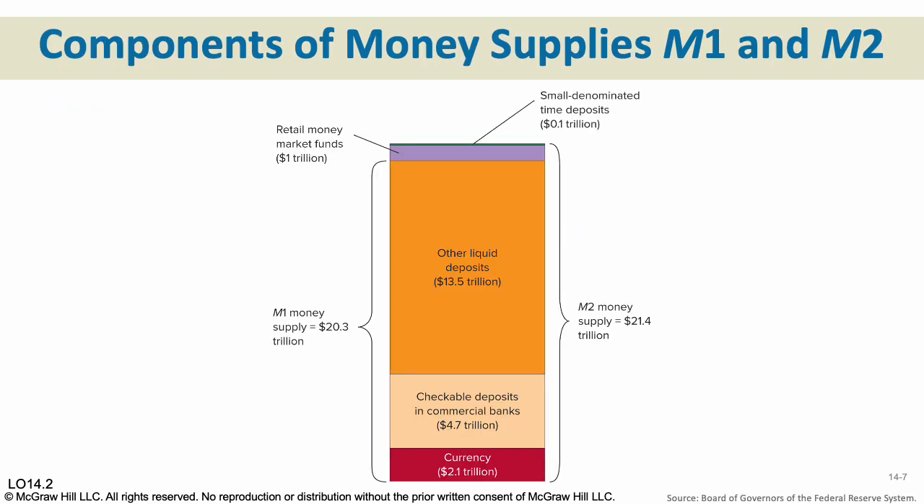So here's the difference between M1 and M2. This is as of about, I believe, 2 years ago. It has since gone up. But currency, paper banknotes, about 2.1 trillion circulating. Checking accounts, 4.7 trillion. There's other liquid deposits. So M1 versus M2. M1 about 20.3 trillion. M2 about 21.4.